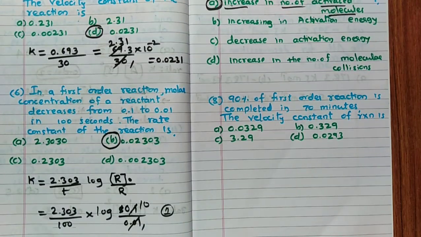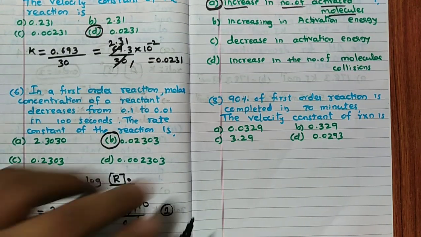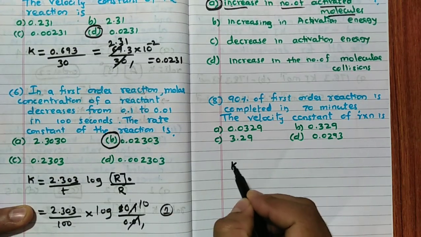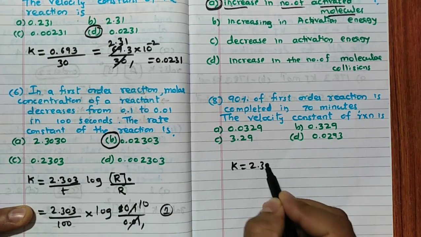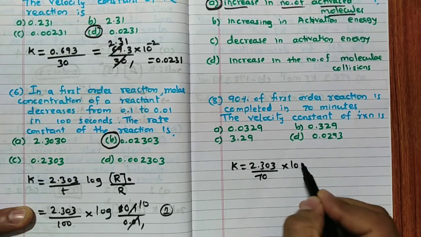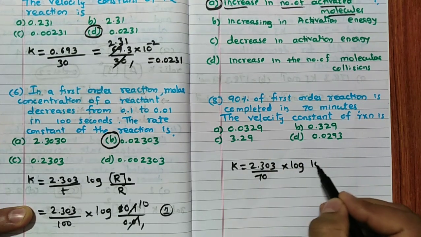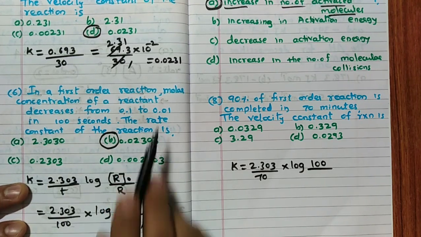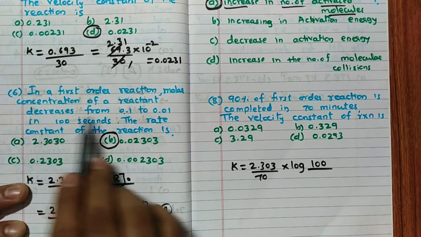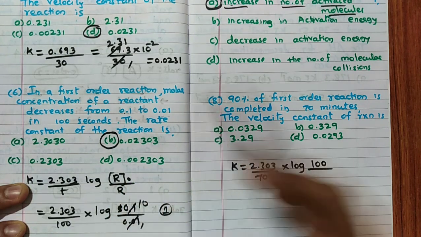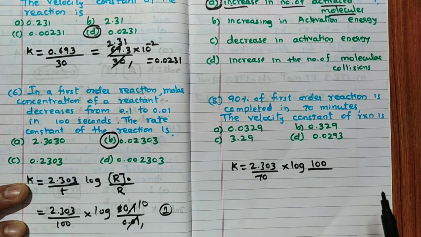Now the 8th question: 90% of a first order reaction is completed in 70 minutes, find the velocity constant. I will use the same formula here and directly substitute. So 2.303 divided by time, which is 70 minutes, into log of initial 100%. Don't take 90 directly. Earlier I took 0.01 directly because the concentration had decreased to that, meaning it was the leftover concentration. But here 90% is completed. What is left? 10% is left, correct? So I have to write 10 here.